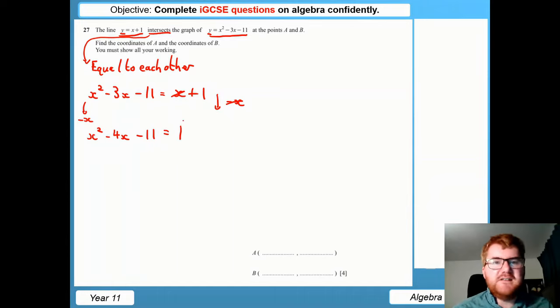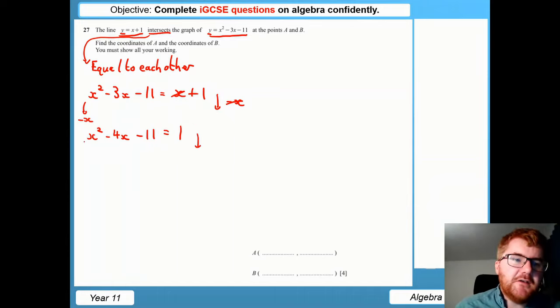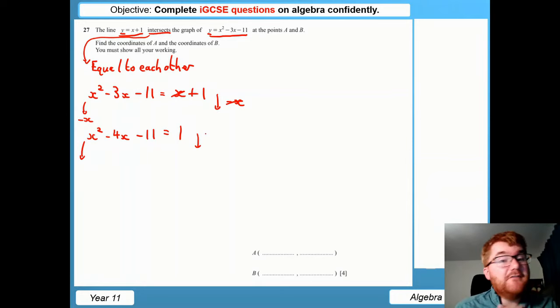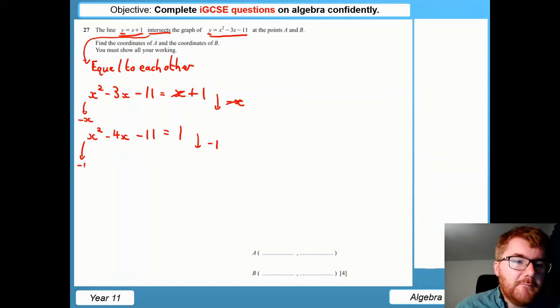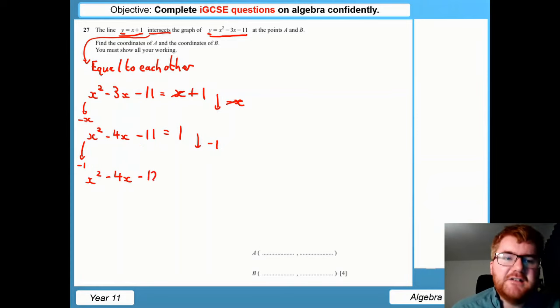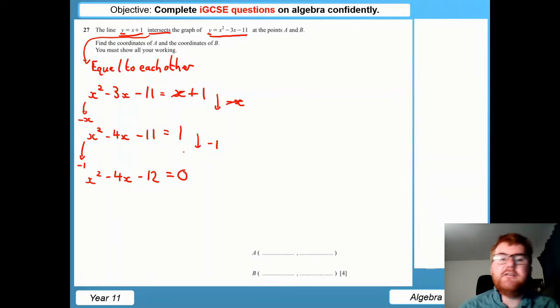Now, of course, you can do this in one step if you so wish, but just to go through what's going on here. And now if I want to make the right-hand side 0, I want to minus 1 from both sides. x squared stays the same, minus 4x stays the same, minus 11 minus 1. Be careful with this, that is minus 12, equal to 0.